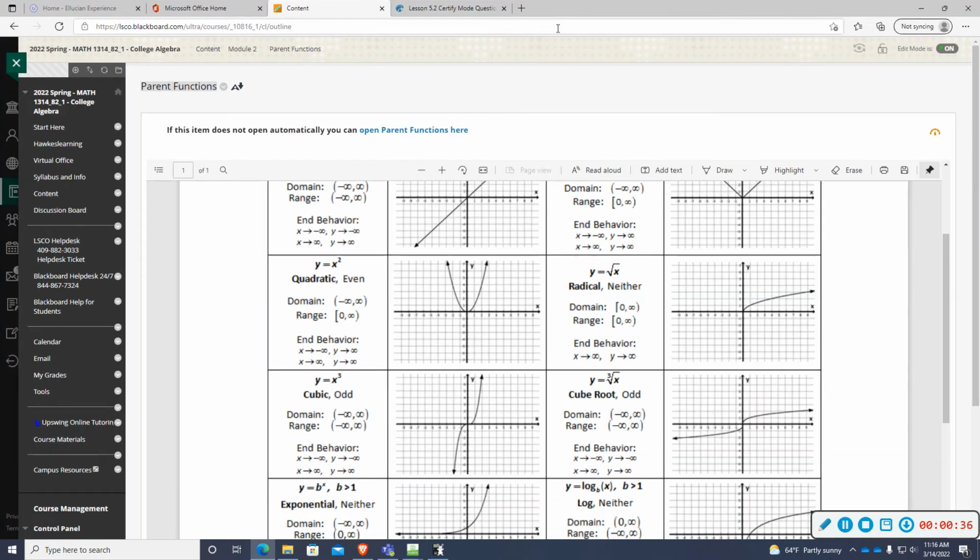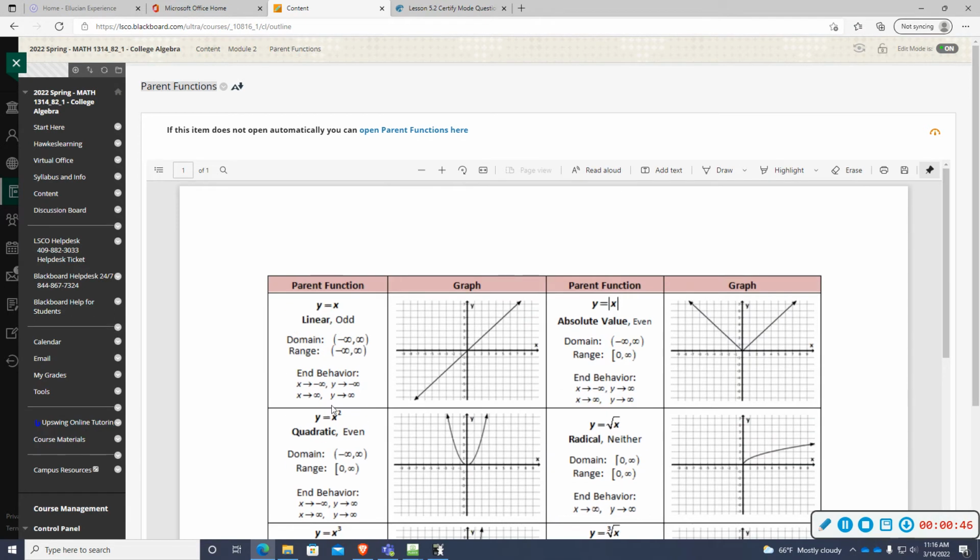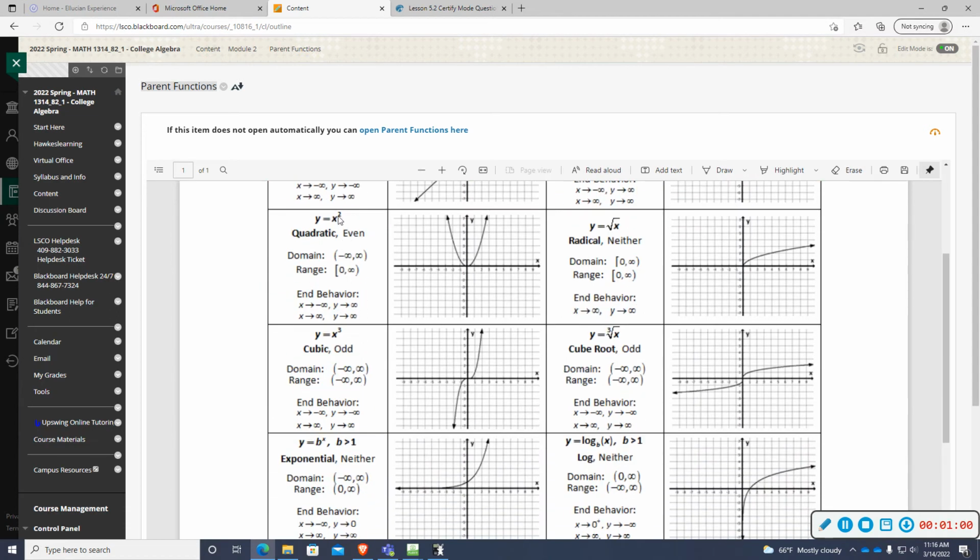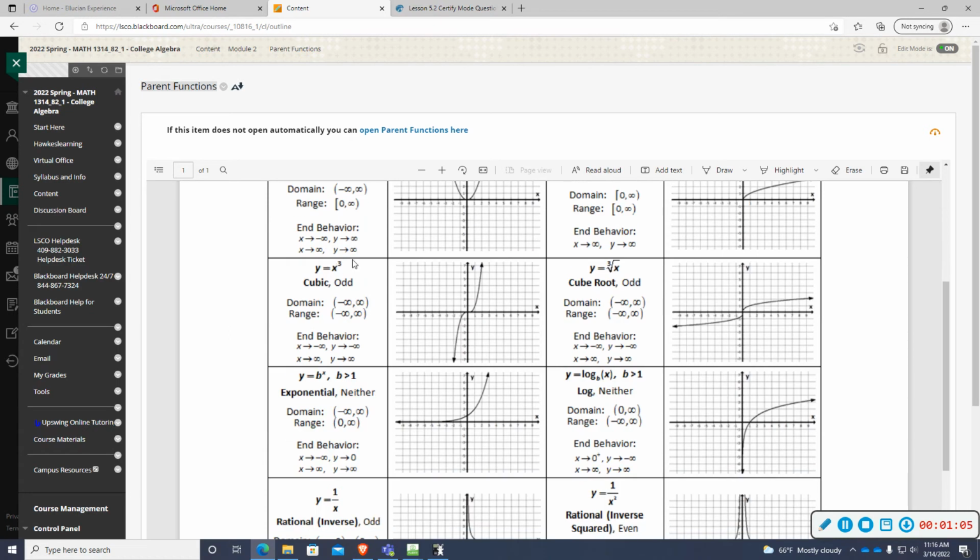Let me make this full screen so you can see what I'm looking at. So look, this square root symbol, it doesn't have any symmetry. It says neither. And if you look at all these graphs, it's showing you the name of the function, it's linear, and the symmetry it has. This is odd. Absolute value is a little bit different as well. It's even. But then all the other ones they show you, you see the squared, even. That one doesn't have either. Then you have a cube, it's odd, third power. You have a cube root, it's also odd.